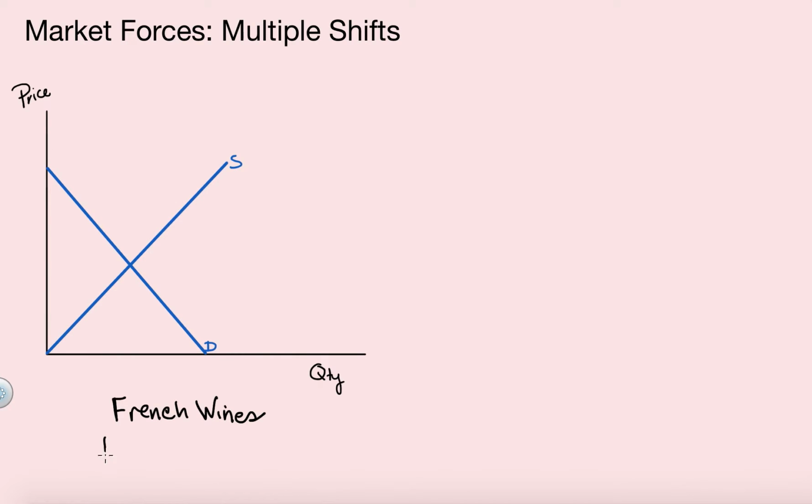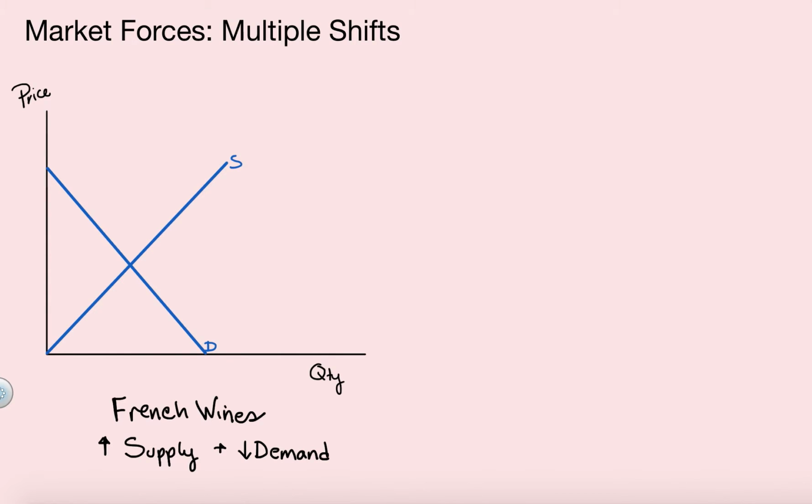Okay, so this year we are going to see that there is going to be an increase in the supply of French wines. However, Sonoma County and Napa County wines are becoming more and more popular. So at the same time, there's going to be a reduction in demand for French wines. Okay, so we have two different forces happening on the same market.